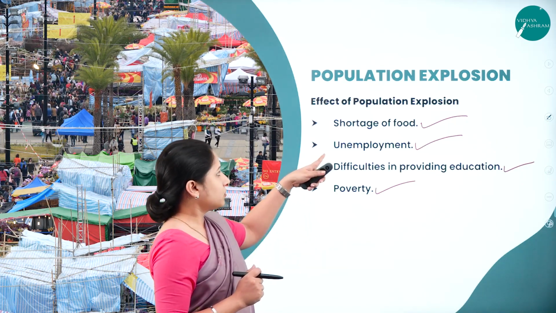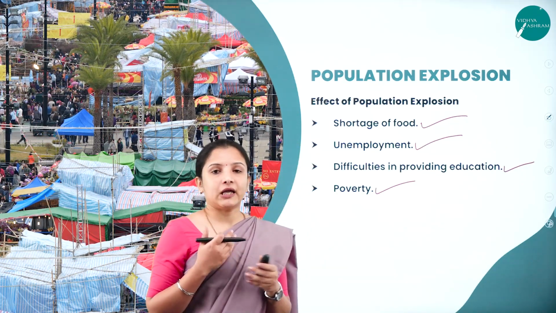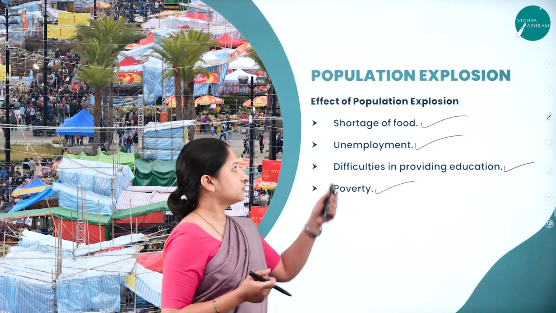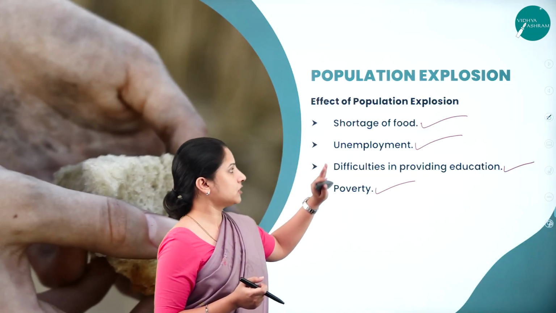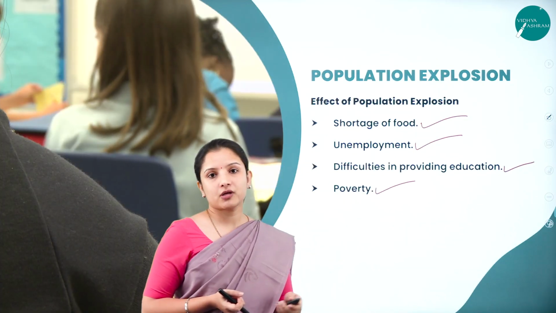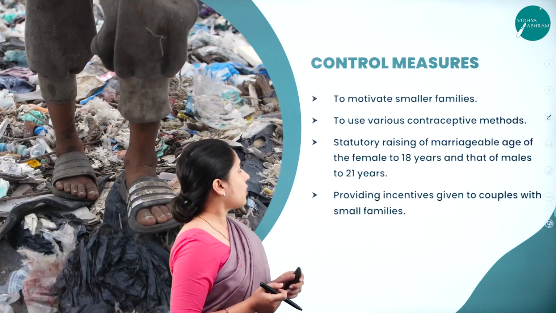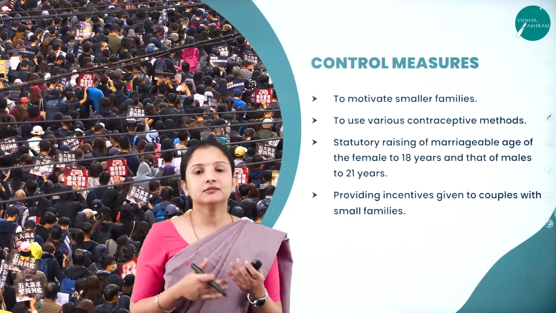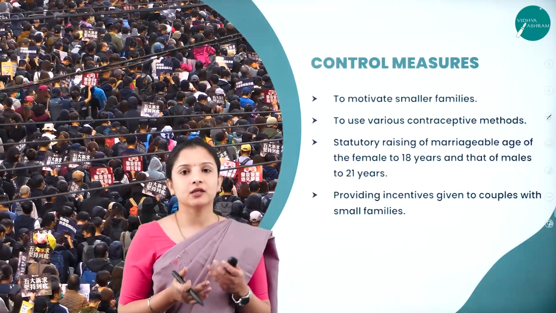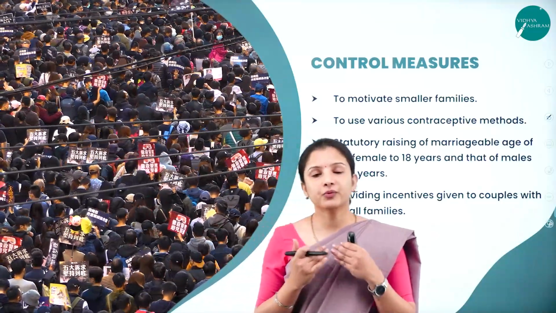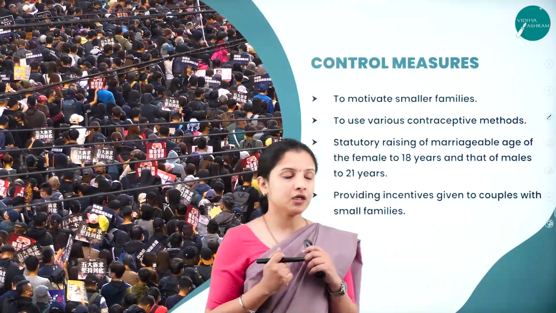So this is about the population, or the effects that an overpopulated country has to face. What are the effects? One is shortage of food, the other is unemployment, then difficulties in providing education, and the other is poverty. In order to prevent all these, various control measures have been taken to prevent the population explosion, or to bring down the population of a particular country.